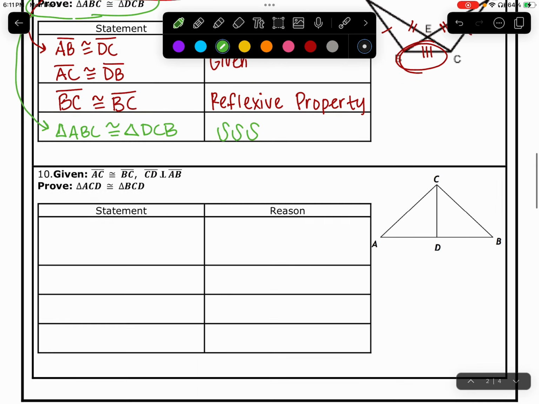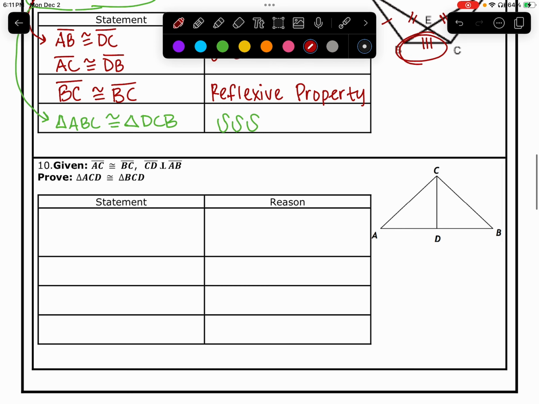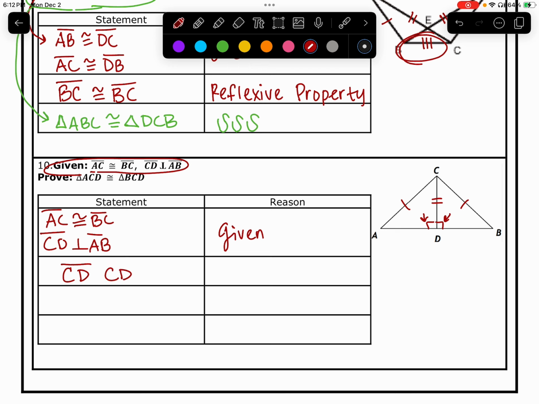All right, so for number 10, I'm actually going to do this one with you for the most part. We always start with the given information. And let's go ahead and mark a figure. So AC is congruent to BC, and CD is perpendicular to AB, which means if this is 90 degrees, so is this. All right, so AC congruent to BC, CD perpendicular to AB, and we know that because it is given information. All right, the next thing that we can see is that CD is congruent to itself because of the reflexive property.